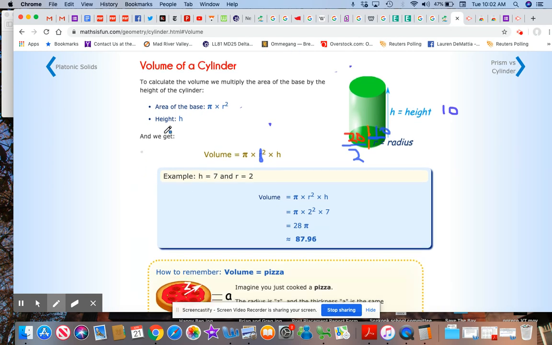So again, pi, which is 3.14, times the radius squared times the height. And that is how you find the volume of a cylinder. And again, if they give you the diameter, which is all the way across, you take that number and divide it by 2, and then you use that as the radius.